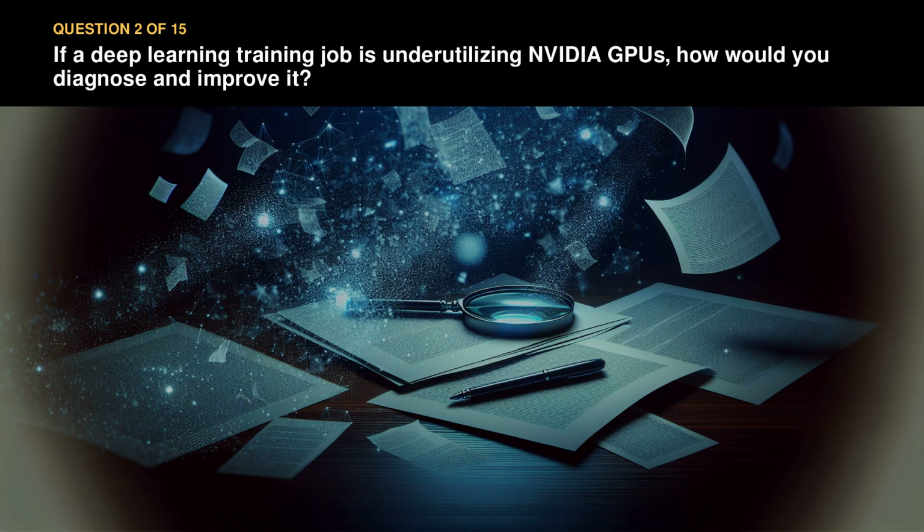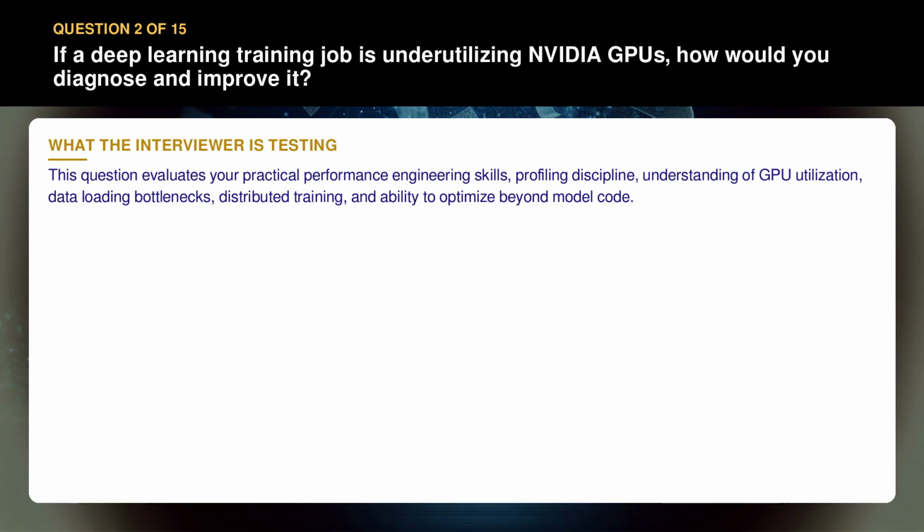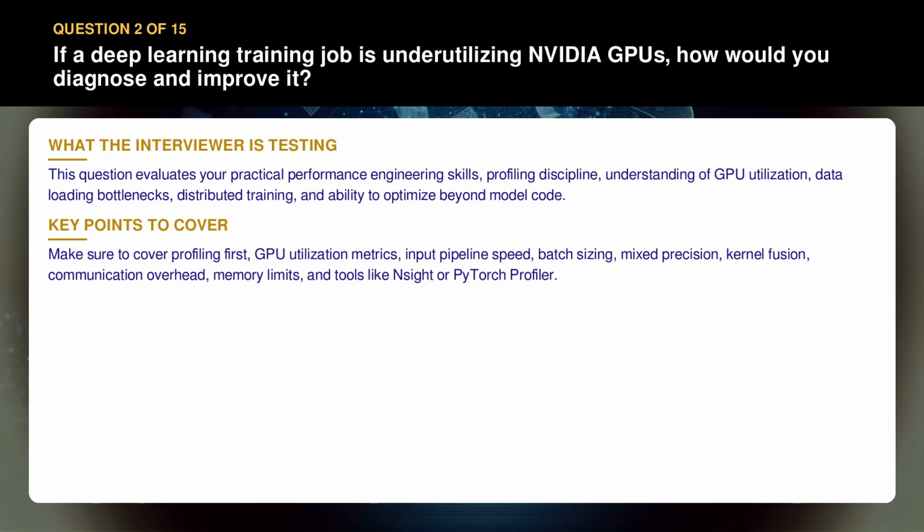Question 2. If a deep learning training job is underutilizing NVIDIA GPUs, how would you diagnose and improve it? This question evaluates your practical performance engineering skills, profiling discipline, understanding of GPU utilization, data loading bottlenecks, distributed training, and ability to optimize beyond model code. Make sure to cover profiling first, GPU utilization metrics, input pipeline speed, batch sizing, mixed precision, kernel fusion, communication overhead, memory limits, and tools like Nsight or PyTorch Profiler.